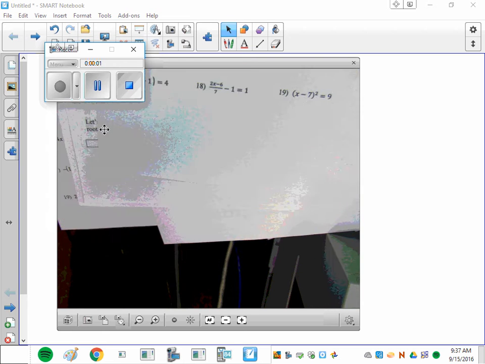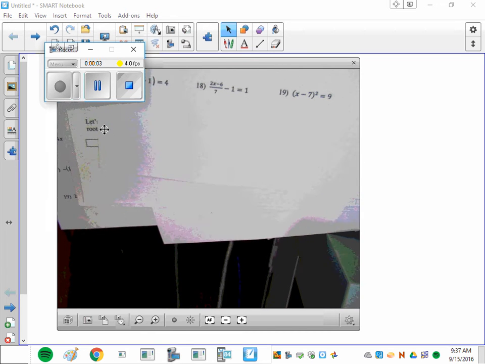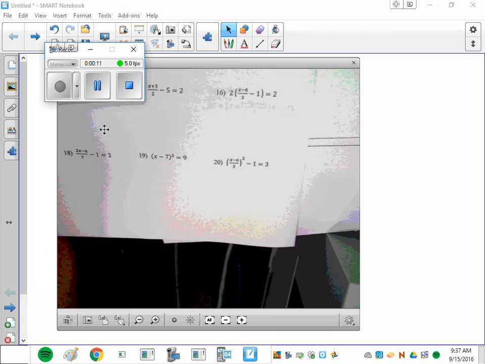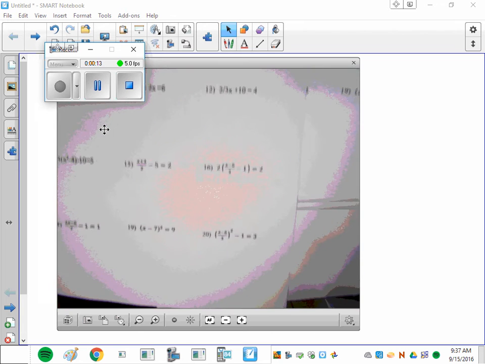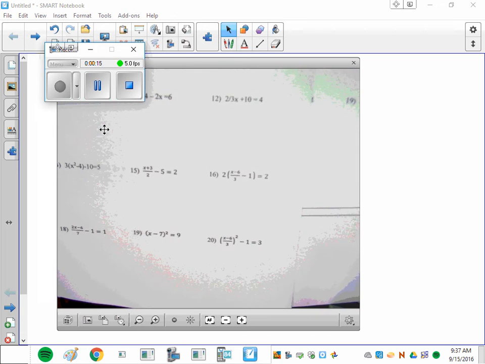Working on solving equations again today. The first, I would say most of the first page you should be able to figure out on your own. Number 12. I'd like to do number 12.